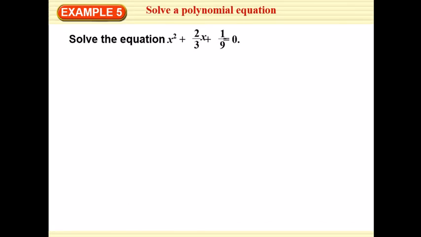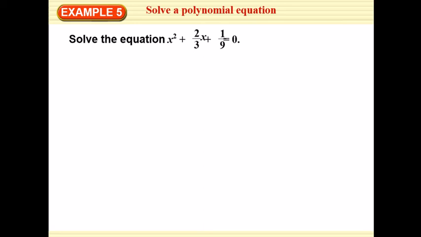Moving on to example 5 here. Solve a polynomial equation. So we're pretty much going through the exact same process that we have before. We're just taking an additional 2 steps using the zero product property and solving after that factorization is complete.